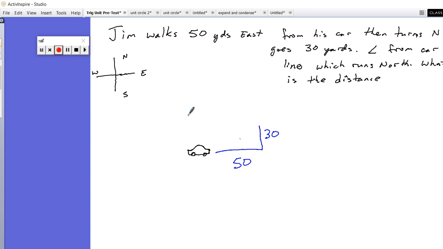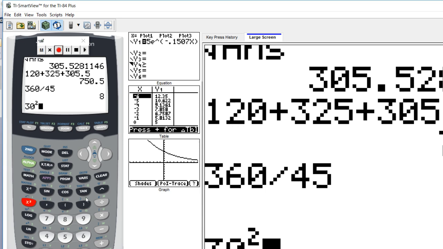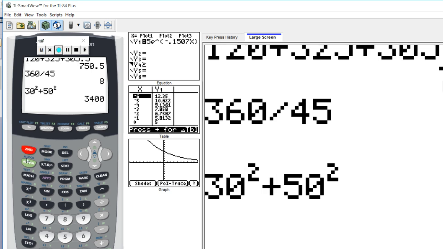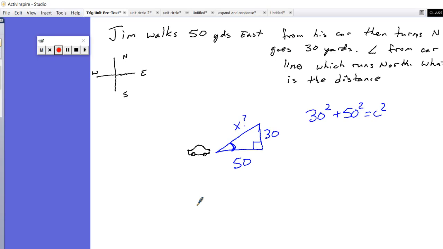Calculate the angle from the car and the line which runs north. So we're going to calculate that angle. And also, what is the distance? The distance part is easy. We go a squared plus b squared equals c squared. So I can go to my calculator, 30 squared plus 50 squared, and that's what c squared is. So to find out what just c is, I take the square root of 3,400, which is 58.3. So the distance is 58.3.